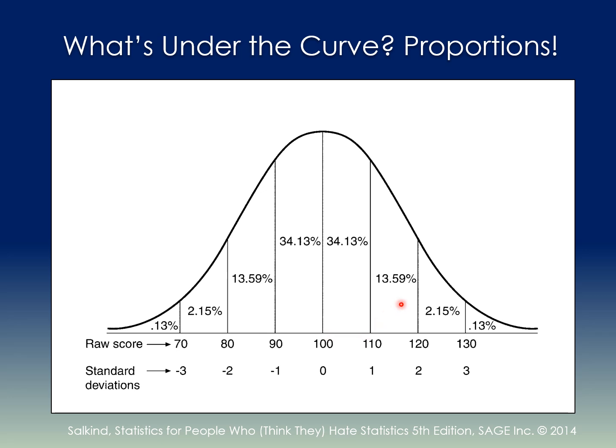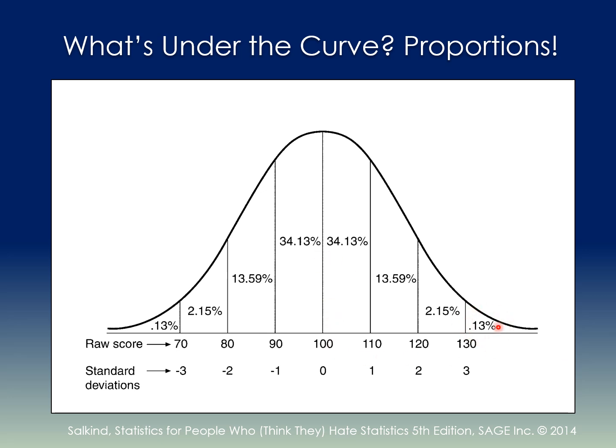Now that changes a little bit if I change the size of the interval. What if I asked, what is the proportion of scores, or the percent of scores, that fall between 1 standard deviation above the mean and 2 standard deviations above the mean? Well, then that value is only 13.59%. And the further away you go from the mean, notice that the proportions actually decrease. Once you get above 3 standard deviations above the mean, the proportions of scores are very, very small.